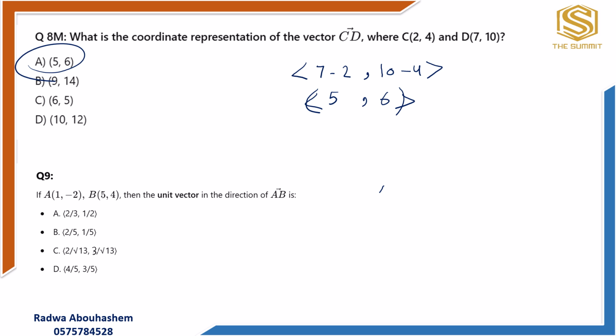Okay, now question number 9. If A is (1, -2) and B is (5, 4), then find the unit vector in the direction AB. Okay, do you remember the unit vector? U equals the vector over the magnitude of the vector. Let's get the vector first. To get the vector, I have to subtract end minus start. So it would be 5 minus 1 and 4 minus negative 2. So now the vector would be (4, 6).